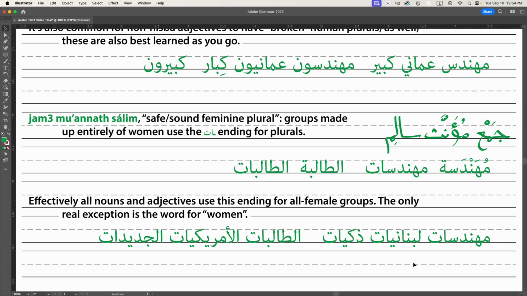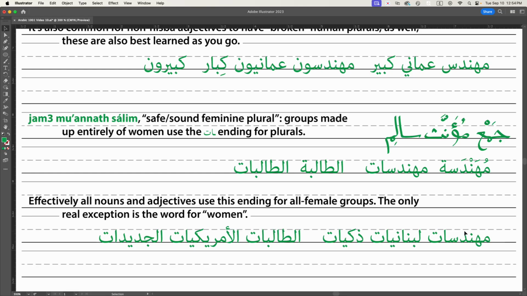So we can look at some examples here. So muhandasat, engineers who are all women, lubnaniyat, and here's a new word, zaki. Zaki means clever or smart. Zakiyat, smart. So in English, we just say smart Lebanese engineers. We don't mark it for gender. We don't mark it for plural, for the adjectives either. But in Arabic, we have to do both of those. So muhandasa, engineer, becomes muhandasat. Lubnaniya becomes lubnaniyat. Zakiya becomes zakiyat.